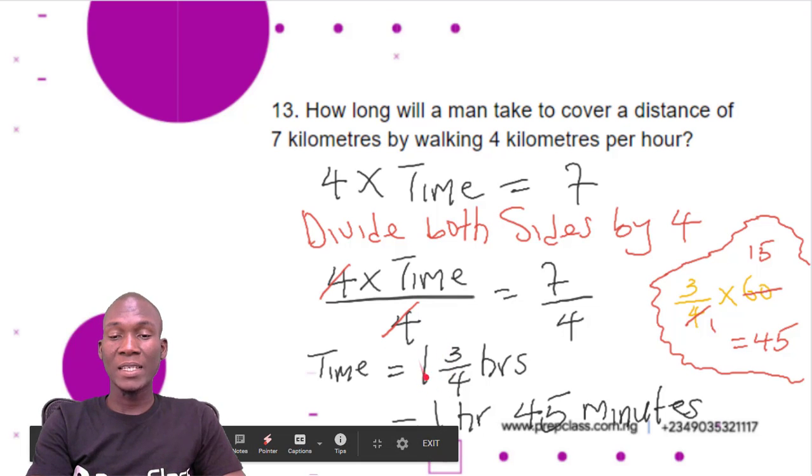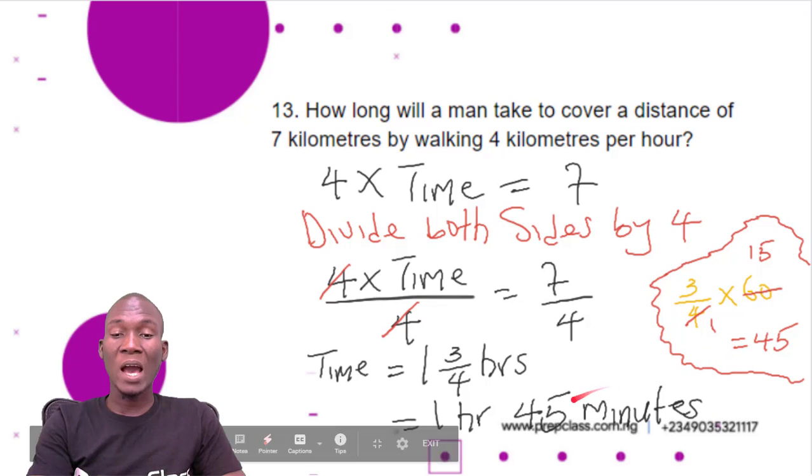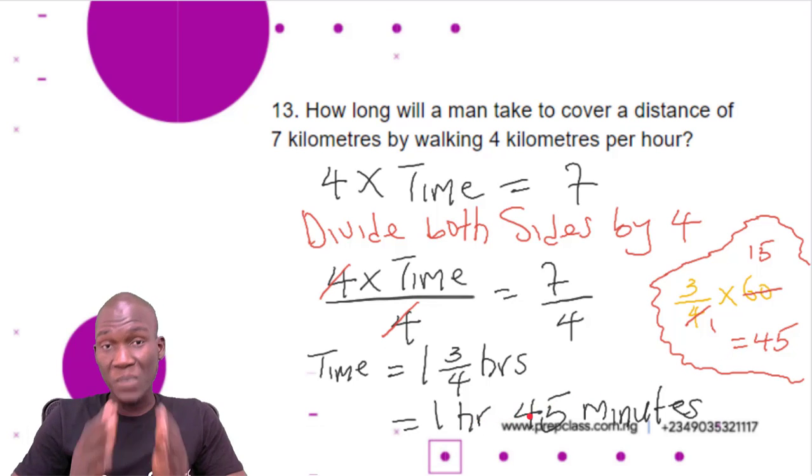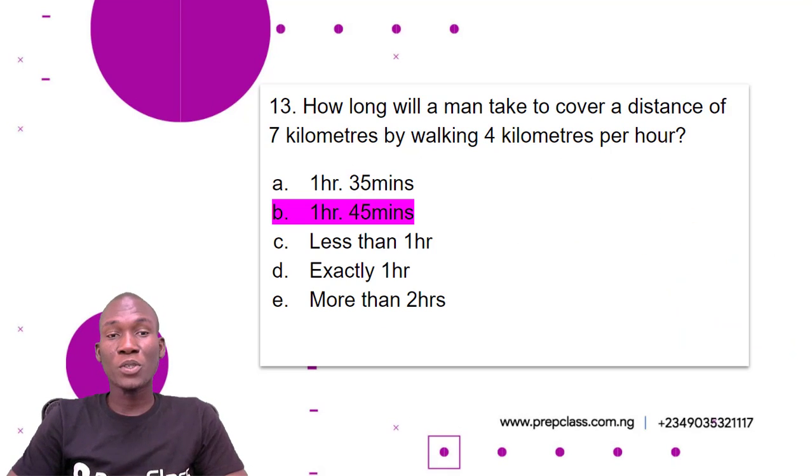Now 1 here is representing hour. 3 over 4 hours is the same as 3 over 4 multiplied by 60 minutes. We divide 4 into 60, that is 15. So 3 times 15 is 45. So we have 1 hour 45 minutes to be the time taken for a man to cover a distance of 7 kilometers by walking 4 kilometers per hour. So the correct option is option B, 1 hour 45 minutes.